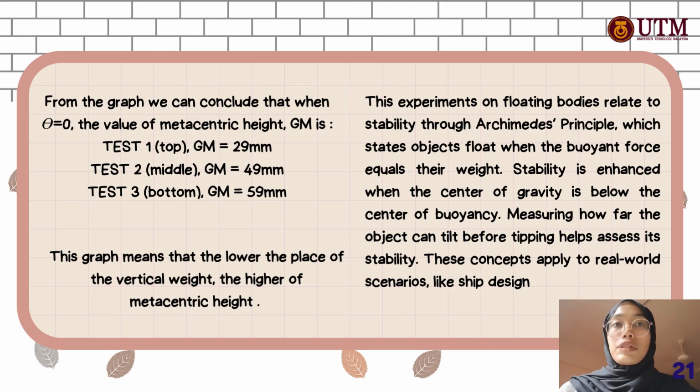height. This experiment on floating bodies relates to stability through Archimedes' principle, which states objects float when the buoyant force equals their weight. Stability is enhanced when the center of gravity is below the center of buoyancy. Measuring how far the object can tilt before tipping helps assess its stability. This concept applies to real-world scenarios like ship design.